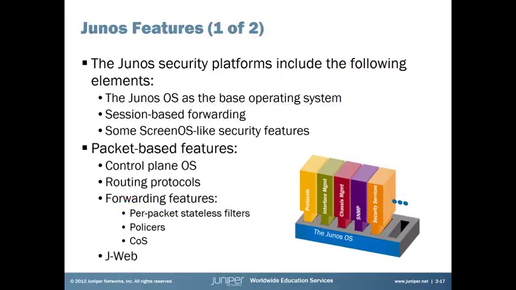Okay, so we looked at this little graphic before, being that the Junos operating system is modular. It's got all these different components that run. They run in a separate address space. That makes it very efficient. So Junos is the base operating system. We're going to be using session-based forwarding. We're going to be using some of these Screen OS-like security features. We still, of course, as we are quite aware, have a control plane operating system running in our control plane. We've got routing protocols and we've got forwarding features.